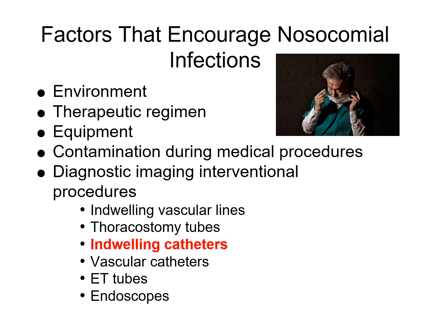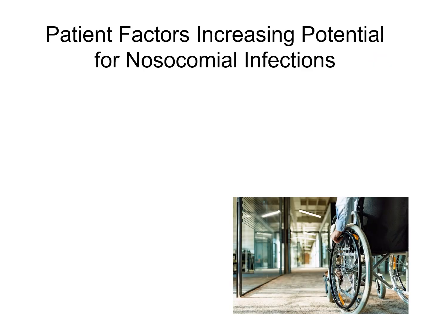So some of those interventional procedures will be indwelling vascular lines, thoracostomy tubes, indwelling catheters. That one's in red because that's the highest source of nosocomial infection. Vascular catheters, endotracheal tubes, and endoscopes. All of these are supposed to be set up under sterile technique, but they're all compromising factors that can lead to infectious process. Okay. All right, so that was the hospital factors.